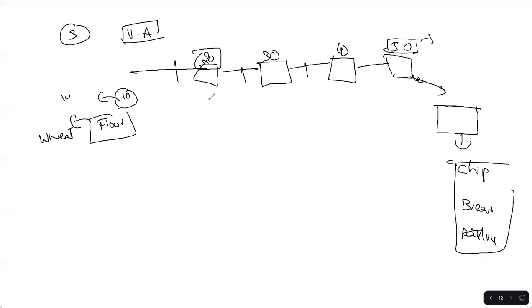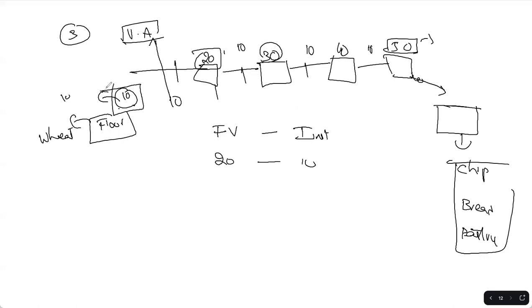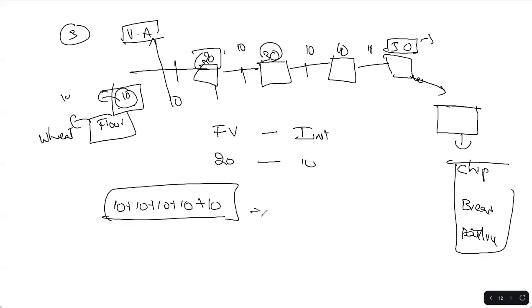Now how do we arrive at this value addition? Final value minus initial value. So here the final value is 20 rupees, the initial value is 10 rupees, so the value addition here is 10 rupees. Here it is 30 minus 20, so 10 rupees, here 10 rupees, here 10 rupees, and the initial value we will add as well. So 10 plus 10 plus 10 plus 10 plus 10. This again gives us 50 rupees.